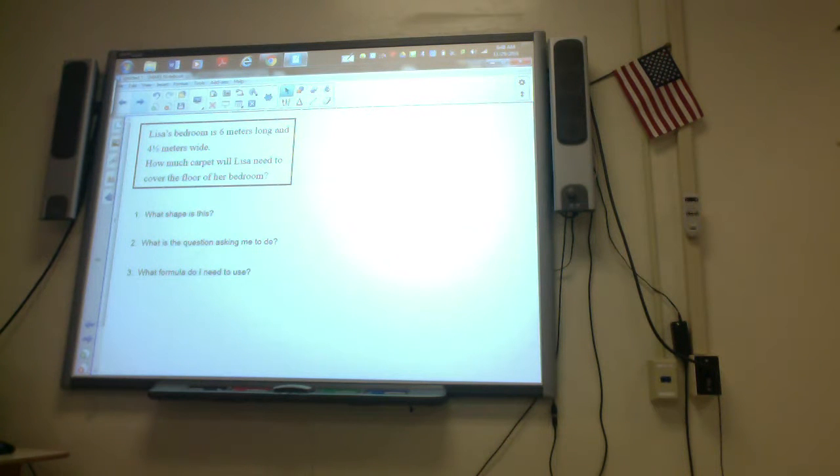This one says, Lisa's bedroom is 6 meters long, 4.5 meters wide. How much carpet will Lisa need to cover the floor of her bedroom? Here are the 3 questions, because when you're working word problems, I want to see these 3 questions. Number 1, what shape would her bedroom be? Think.